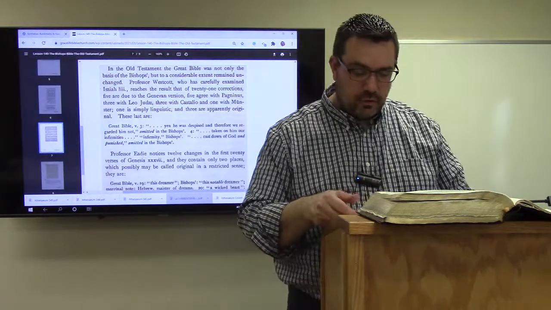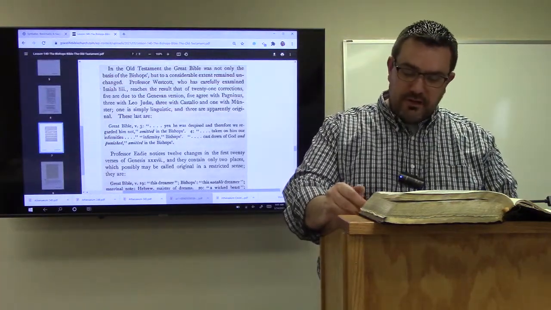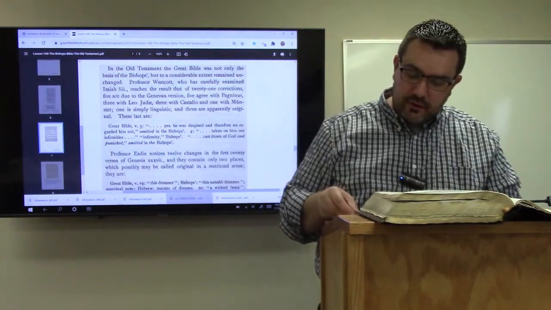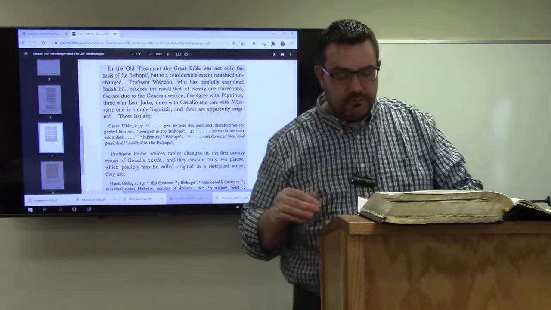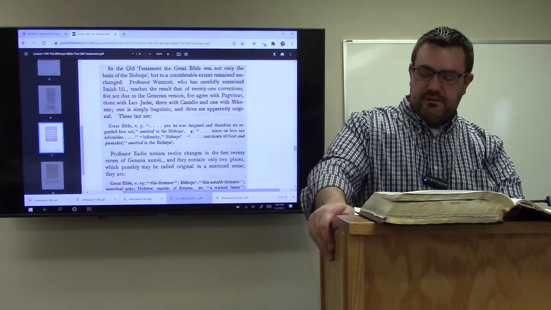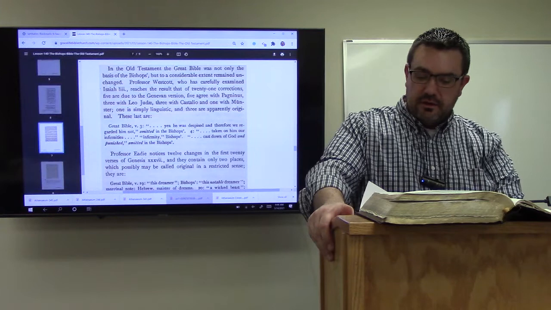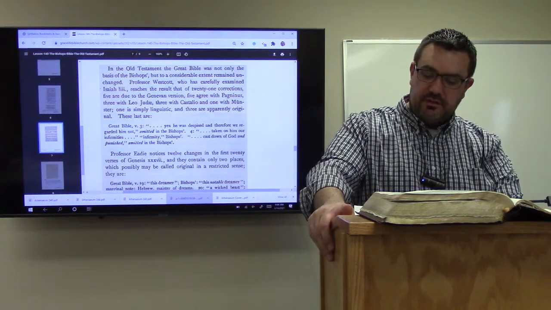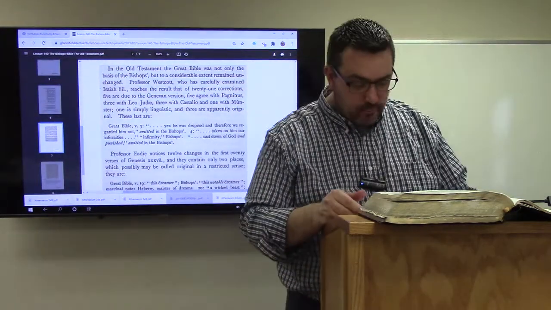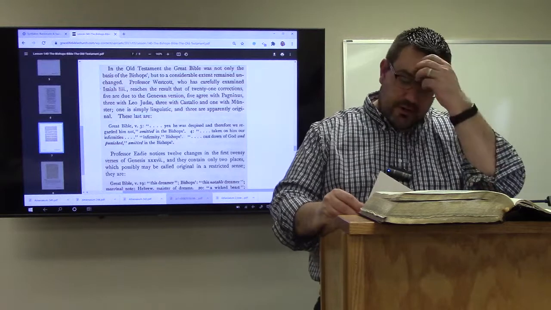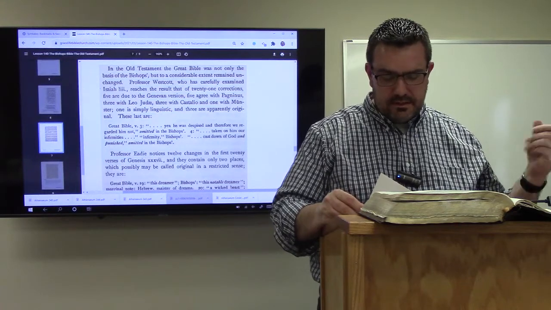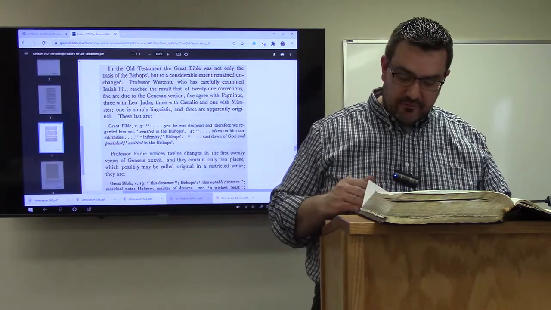Professor Eadie notices 12 changes in the first 20 verses of Genesis chapter 37. And they contain only 2 places which possibly may be called original in a restricted sense. And then he lists them out, which we don't necessarily have to read. Then go to the next paragraph. Among 7 changes in Ezekiel 37, I cannot find one single original one. Among 25 changes found in Psalm 19, Professor Westcott notices 5 original ones.